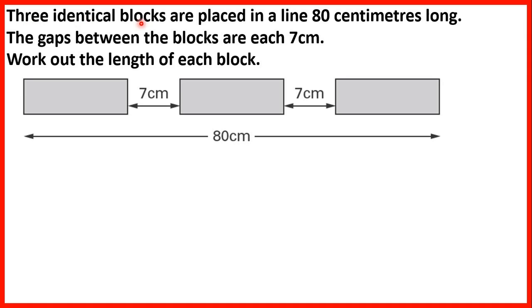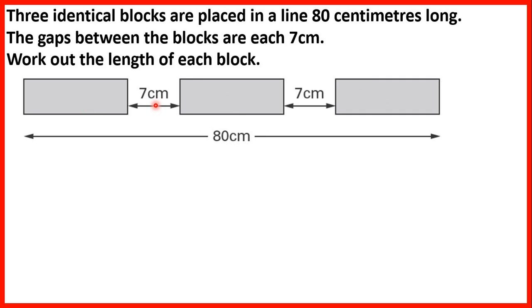3 identical blocks are placed in a line 80 centimetres long. The gaps between the blocks are each 7 centimetres. Work out the length of each block. So the word identical tells us that all of the blocks are the same size.